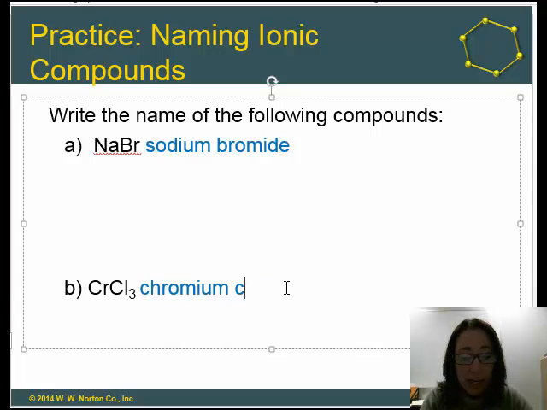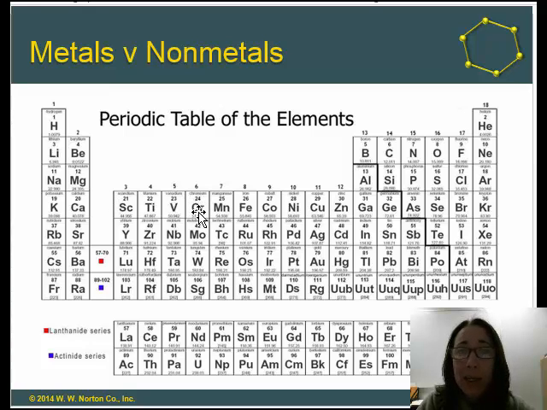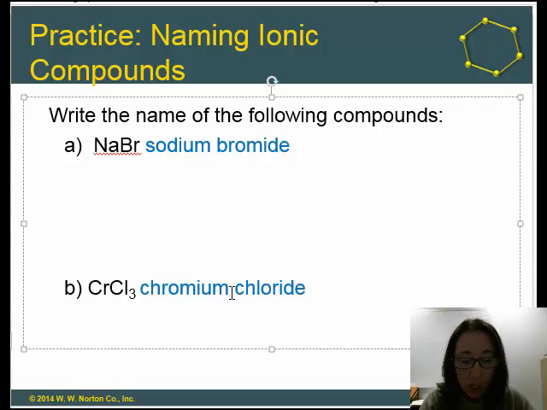All right, so the next thing I need to do is ask myself, does chromium have a variable charge? And if it does, I've got to figure out what that charge is. So I look at chromium, and yes, I can see by its position on the periodic table it has a variable charge. How do I know it has a variable charge? Well, it's not in the first column, it's not in the second column, and it's not aluminum, zinc, or silver. Those are the only metals that have a fixed charge. All other metals have a variable charge. So I've got to figure out what its charge is and put its charge in as Roman numerals in these parentheses.